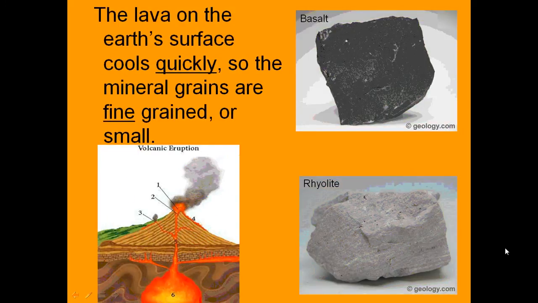Lava on the Earth's surface cools quickly, so the mineral grains are fine-grained or small. Fine means small. So remember, this is where the lava is on the surface of Earth. So basalt and rhyolite, these are two igneous rocks. They still form from lava, that molten rock. They just formed on the surface of Earth, and they cooled really fast. So you can see that you can't see those individual mineral grains. You could only see them if you had a magnifying glass and you were looking at these rocks.